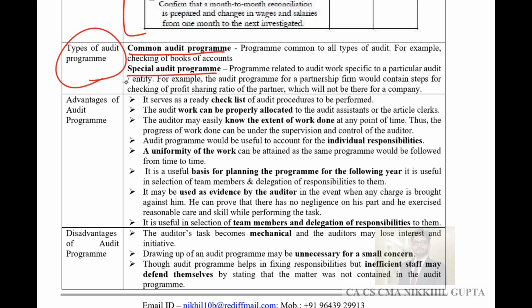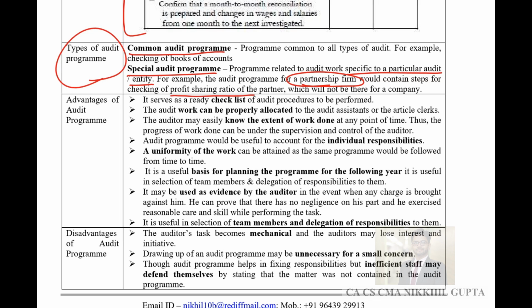Then there are some special audit programs. These are audit programs which are specific to a particular audit or entity. Now these are not general audit programs, these are specific audit programs, and they are to be applied only for certain types of entities. Like a partnership firm would contain a step for checking the profit sharing ratio. Now this step will not be there in a company.